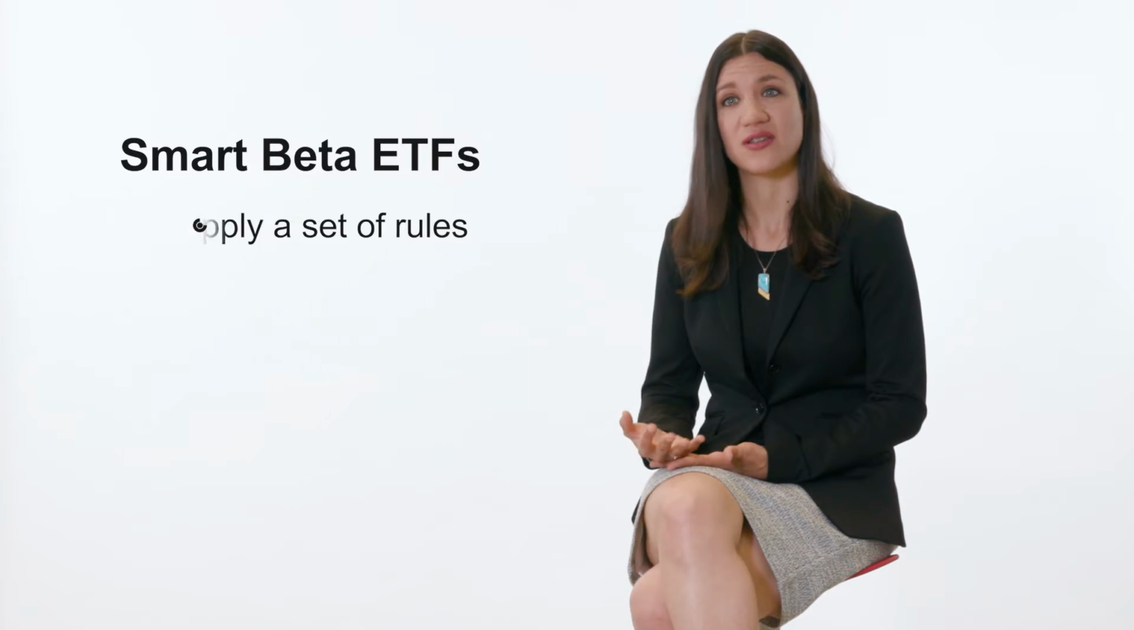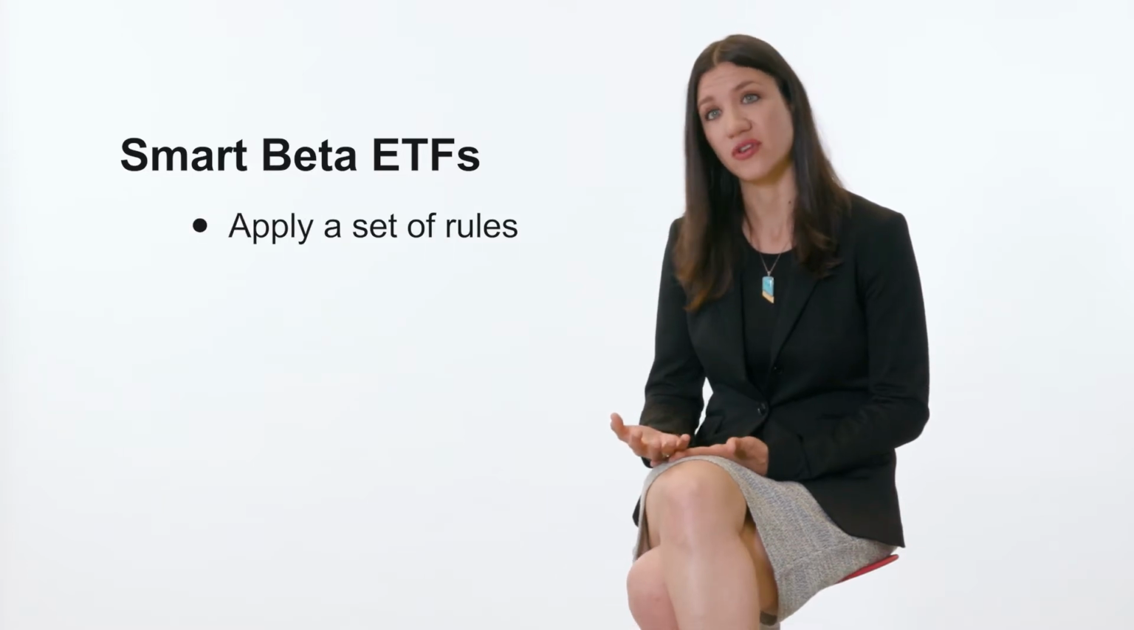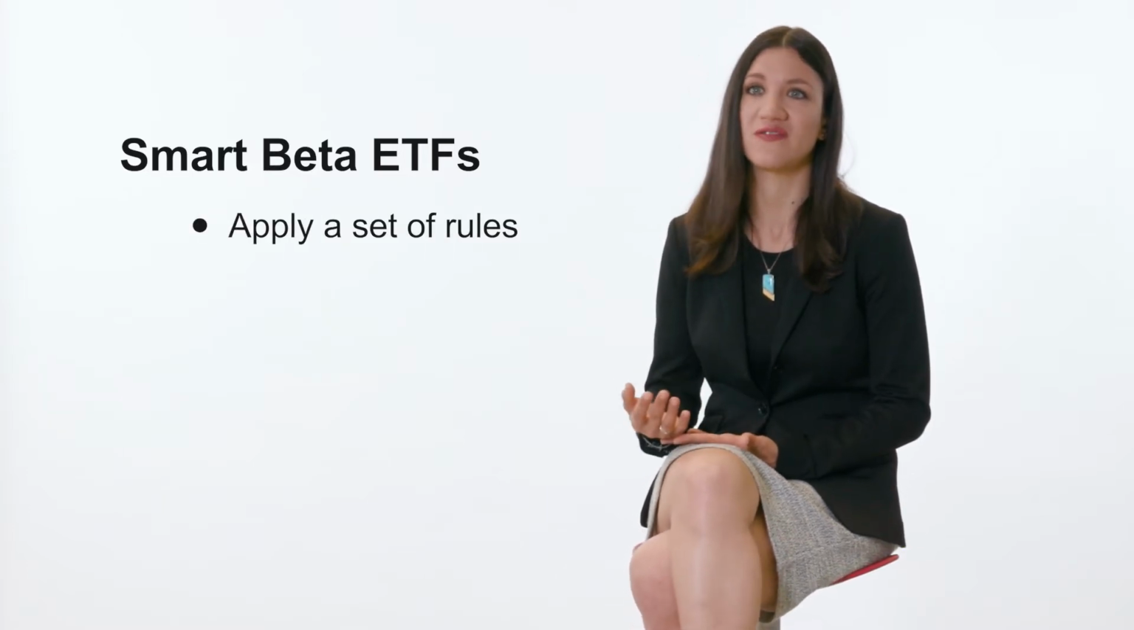Every investor has needs that are going to be slightly different. Smart beta ETFs are essentially applying a set of rules to an index to achieve a set investment outcome. So one excellent example of that is our low volatility strategy.